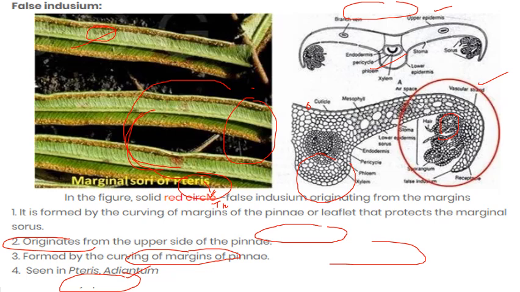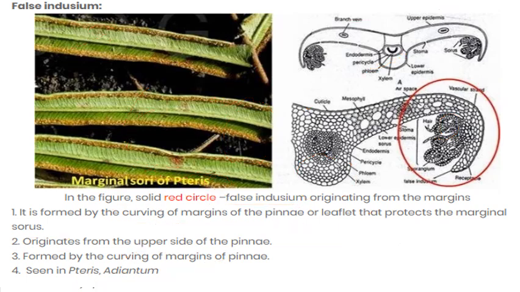Next comes the false indusium. जो false indusium है, it is formed by curving of margins of pinnae or leaflets. तो जो leaflets हैं उनकी curving से ये बनता है and originates from the upper side of pinnae, formed by curving of margins of pinnae. It is seen in case of Pteris and Adiantum. तो Adiantum और Pteris में ये.